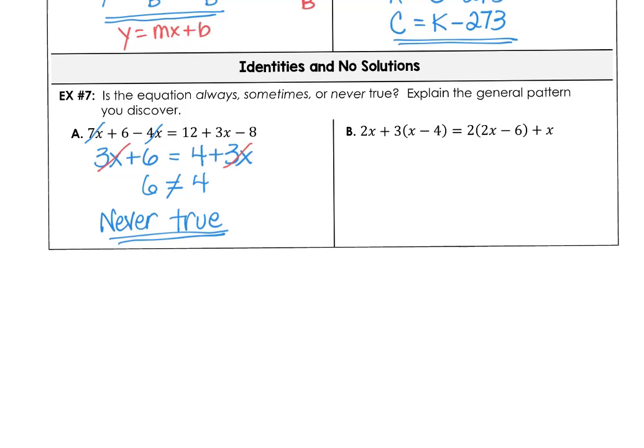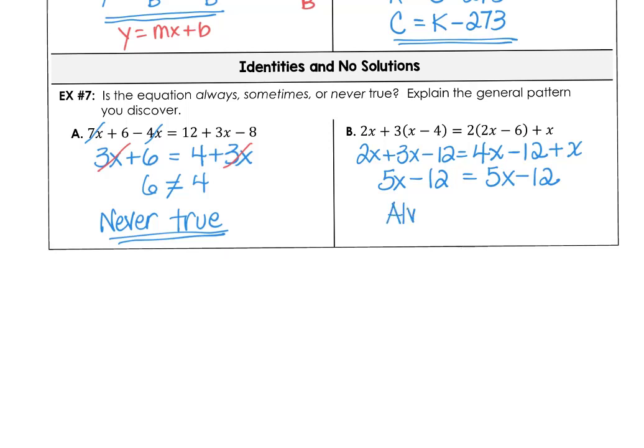In the last example for B, using distributive property, 3 times x and 3 times negative 4 and 2 times 2x and 2 times negative 6. Collecting like terms, we have 5x minus 12 on the left. We have 5x minus 12 on the right. This is a true statement. So this is something that's called an identity. It will always be true for any real number you substitute for x. And that, my friends, finishes lesson 3.